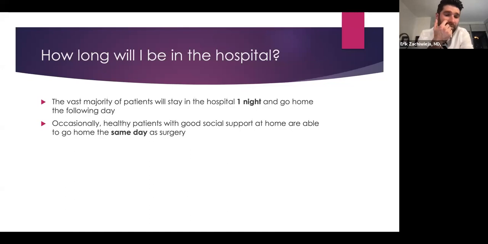In my particular case, for my patients, about 75% of my patients stay in the hospital one night. Then they go home the following morning. Occasionally, in my younger, healthier patients with good social support at home, they're actually able to go home the same day as surgery. And that's quite different than the traditional thought process about joint replacement. If we look back about 10 years, most patients were staying in the hospital 3 to 5 days. So we've definitely had a paradigm shift, and we're getting patients out of the hospital sooner and moving quicker, which ultimately is enhancing and speeding their recovery.